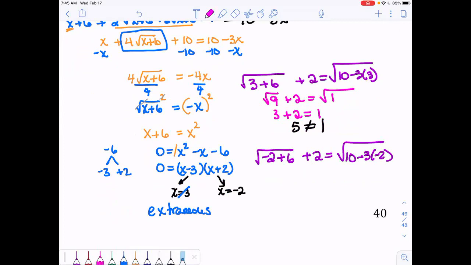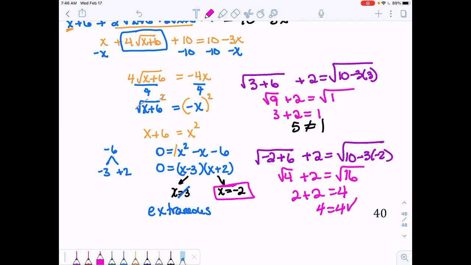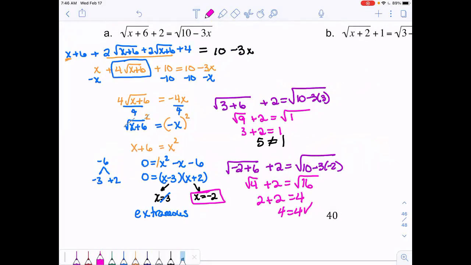Checking the other one, I have the square root of 4 plus 2. And then 10, negative 3, negative 2, that makes 16. Square root of 16 is 4, and 4 does equal 4. So my one solution is x equals negative 2. So that's like a 20-step problem. Holy cow.